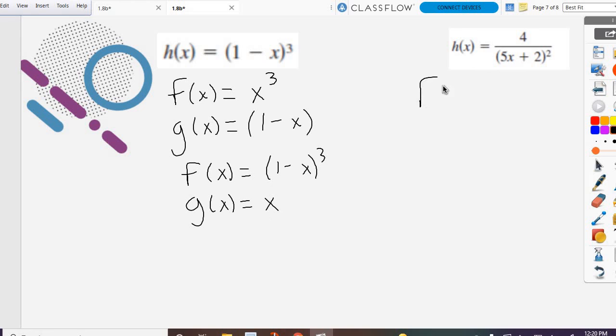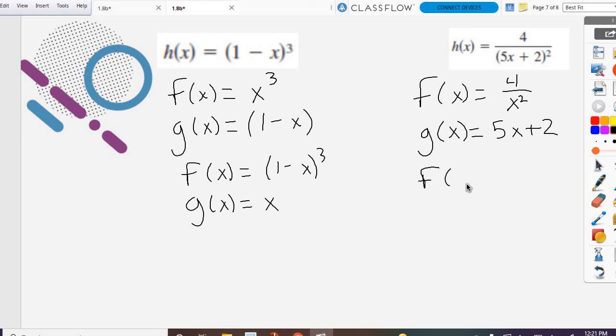Okay. For our second one, the first option we could do is f of x as 4 divided by x squared, and then our g of x would need to be x plus 2. But then we could also do f of x as 4 divided by x, and our g of x could be 5x plus 2 squared. And again, you could do one of them being just an x as well, but like I said, those 2 are going to be the most straightforward ones.